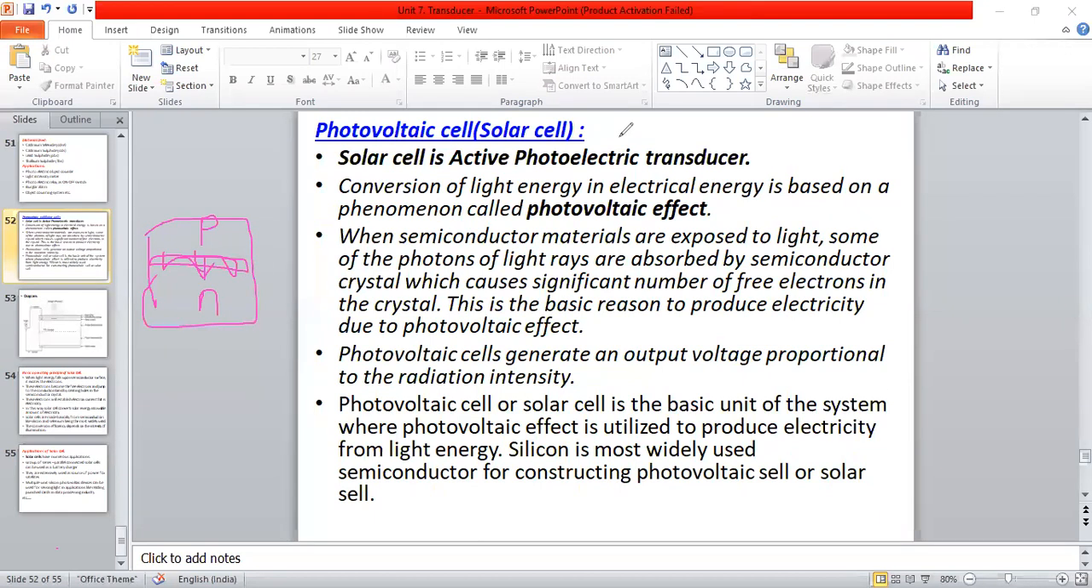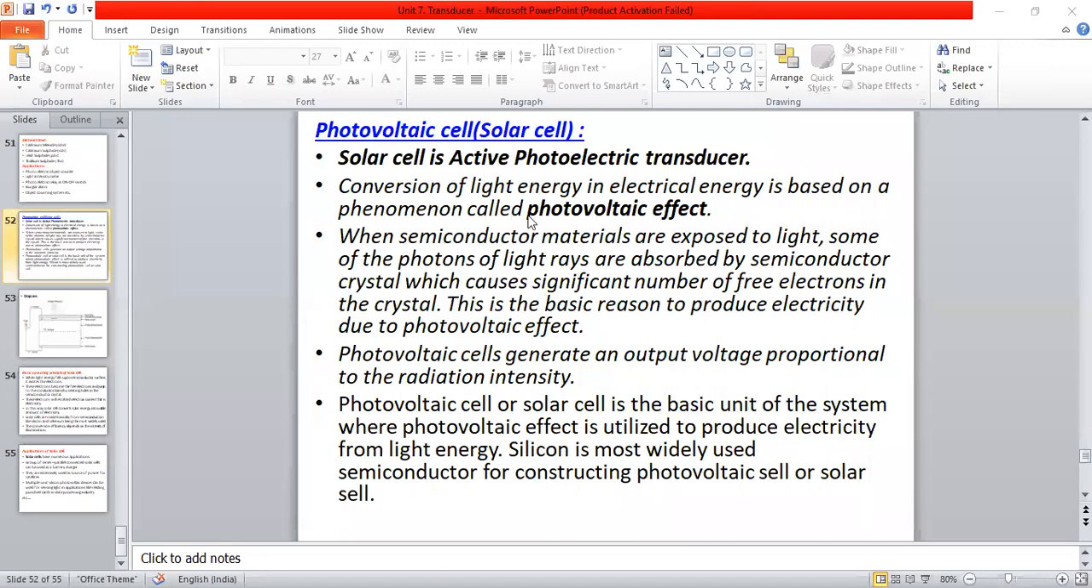See here, a solar cell is an active device, an active photoelectric transducer. Active is nothing but that external supply is not required. Any external supply is not required. Only light is enough for that. So a solar cell is an active photoelectric transducer.